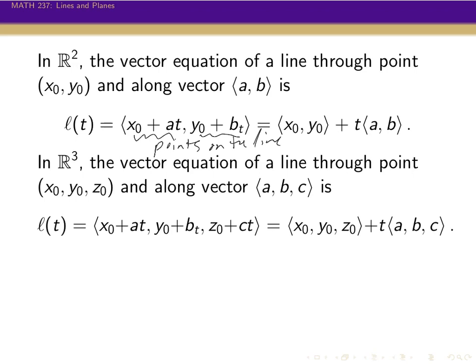This should not be b sub t. This should be b times t. Same thing here. B times t. And so that gives us our vector equations for lines.